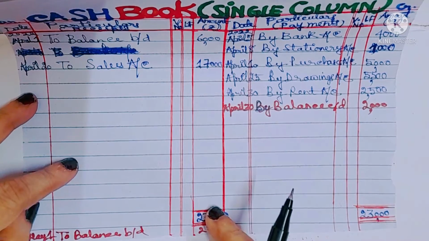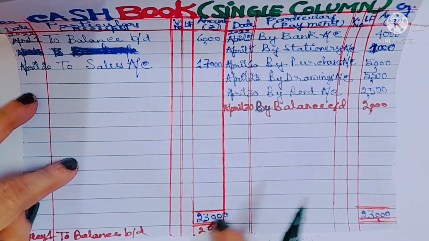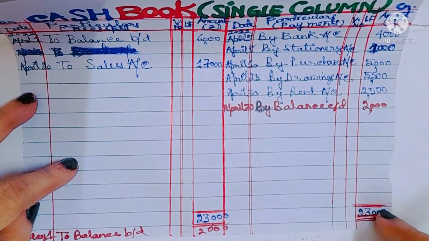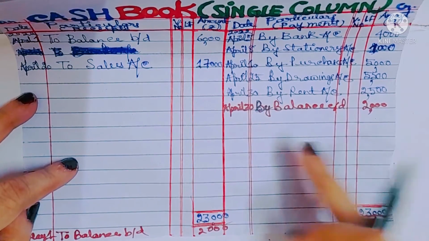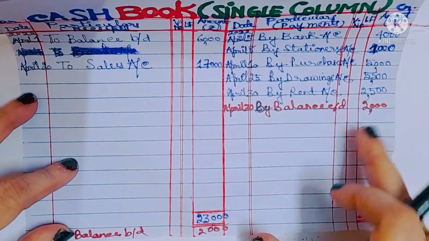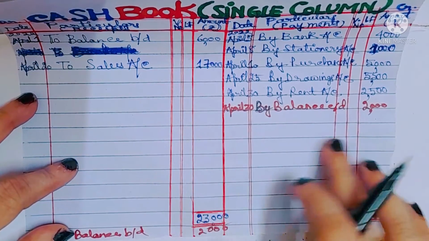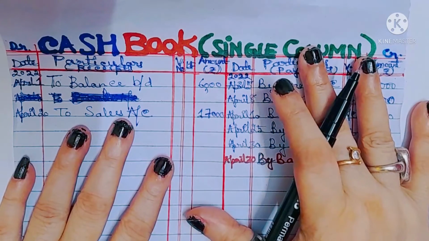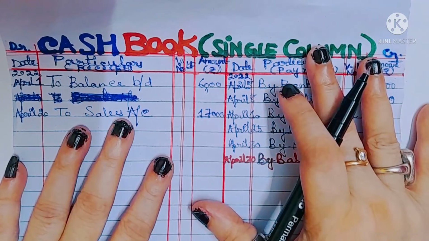May 1st. See now the total of the debit column is 23,000 and of the credit column is also 23,000 after we have written the balancing figure. So we have balanced the cash book. Okay? I hope you understood.